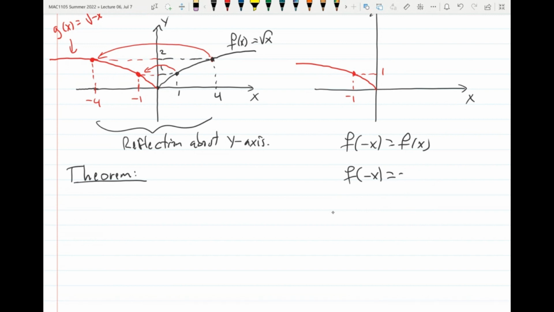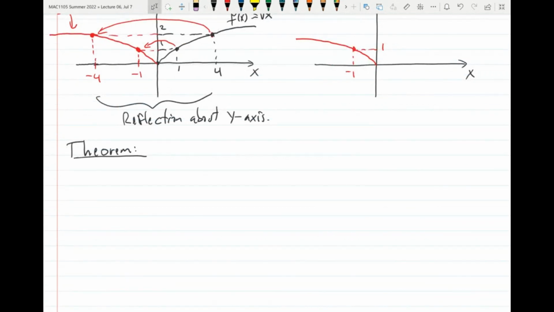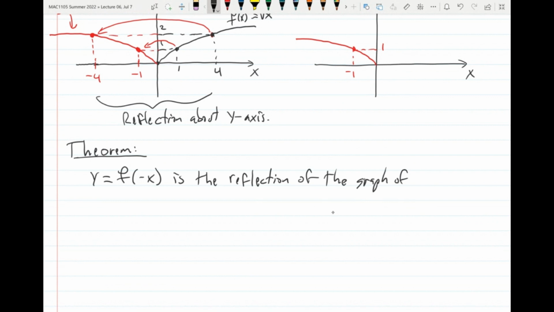Okay. So, let's write the statement. The theorem: this is reflection about the y-axis, and the function y equals f of negative x is the reflection of the graph of f about the y-axis. Okay?